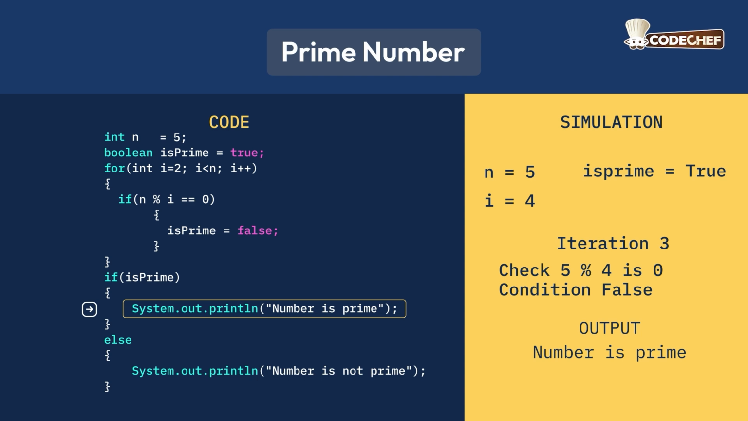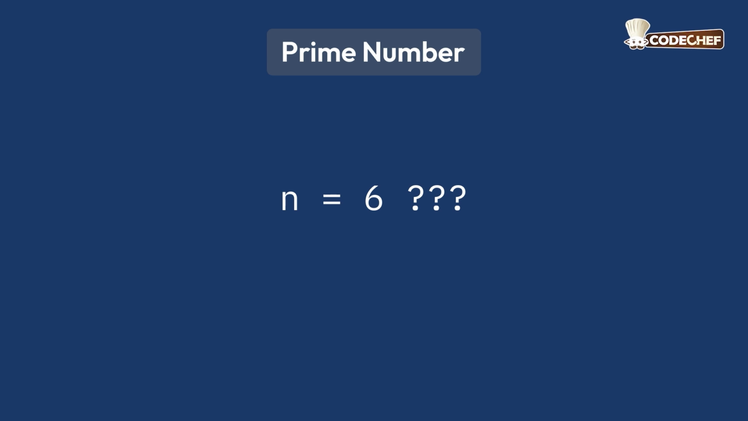Now think of how the code will behave when the value of n is 6.